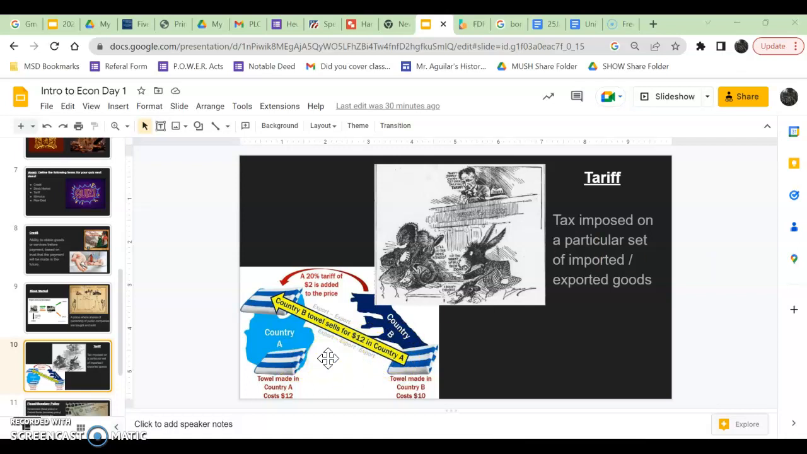Say in country A, it takes $12 to make a towel, okay? And then in country B, it costs $10 to make a towel. So obviously the towels cost different amounts of money to make based off of a wide variety of factors in this fake example. So why do you put tariffs on goods? There's like a billion answers to that. But this diagram is suggesting this primarily.